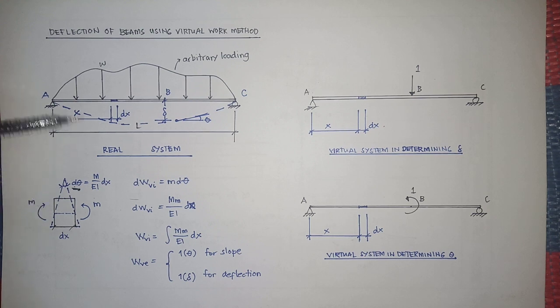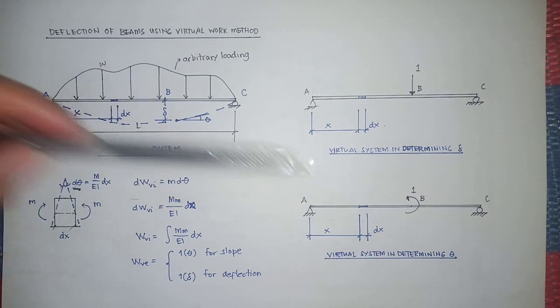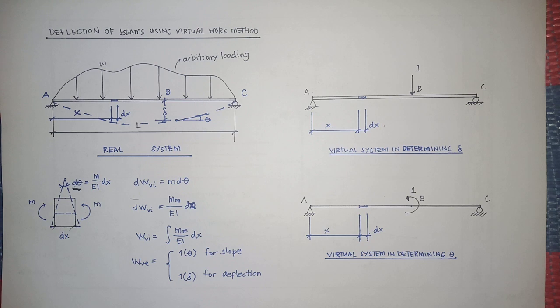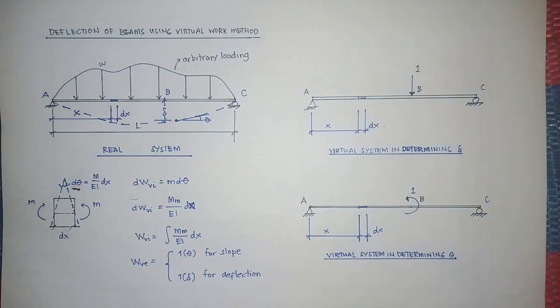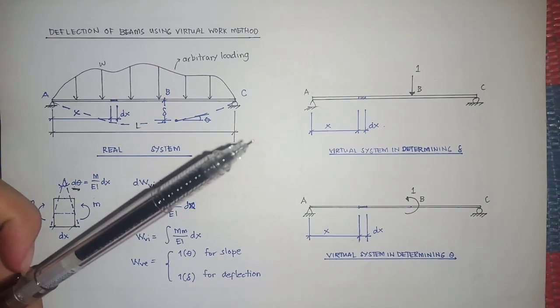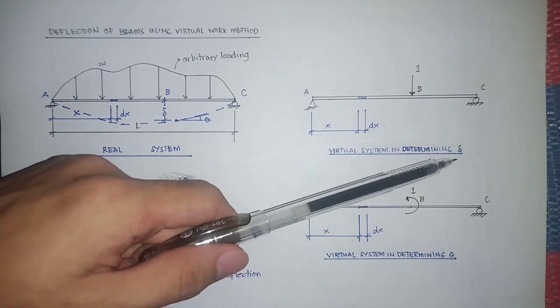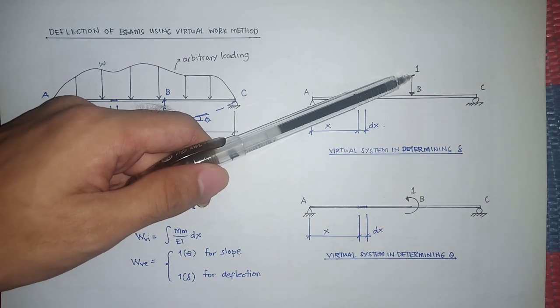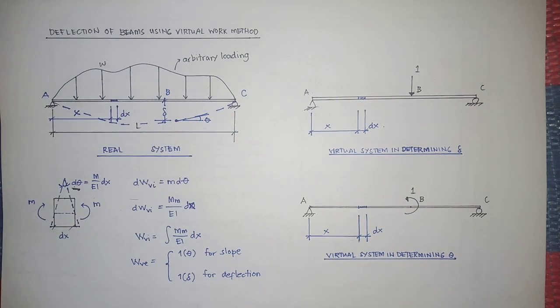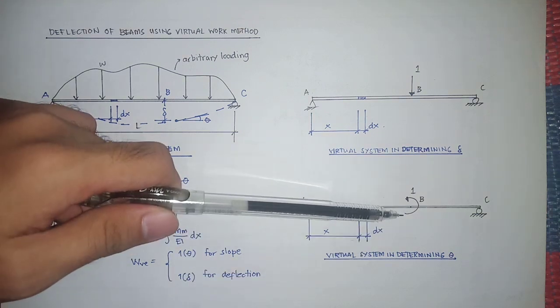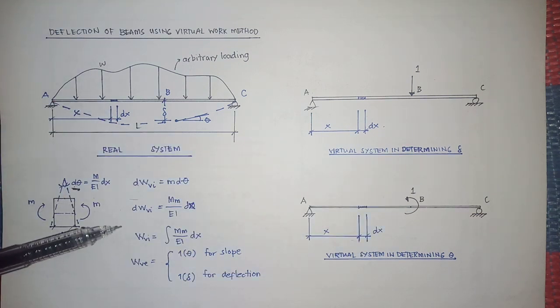So, kung kukuha tayo ng isang virtual system, either this one or this one, given we have a simply supported beam na ganito yung loading, it's up to you kung ano yung kukunin kasi natin, kung deflection or slope. Kung gusto mo ng deflection, kailangan mo mag-apply ng 1 unit concentrated load dun sa point of consideration. In this case, point B. Kung slope naman, ang may concern dun ay moment.